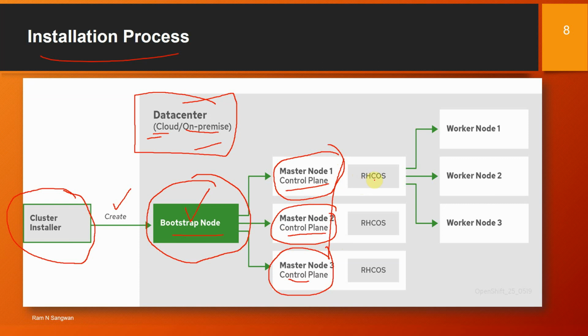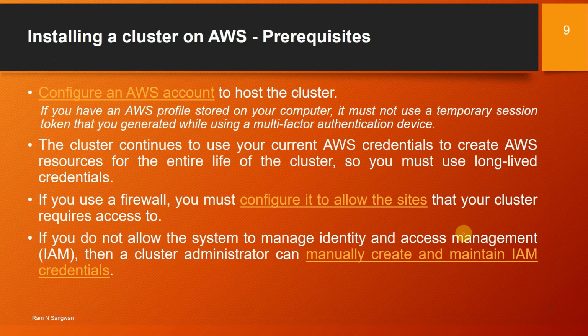Then the Red Hat Enterprise Linux CoreOS, RHCOS, nodes will be created. Then we have worker nodes. After these nodes are created, the worker nodes will be created. What I have seen: 3 master nodes, 2 worker nodes, or 3 worker nodes and 2 master nodes. For redundancy purposes, a minimum of 2 master nodes is mandatory, and 3 worker nodes are there. That customization is also supported, which I will demonstrate during the installation.